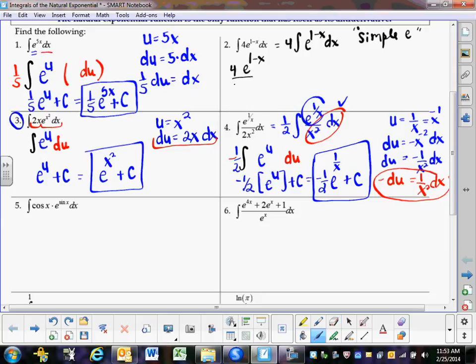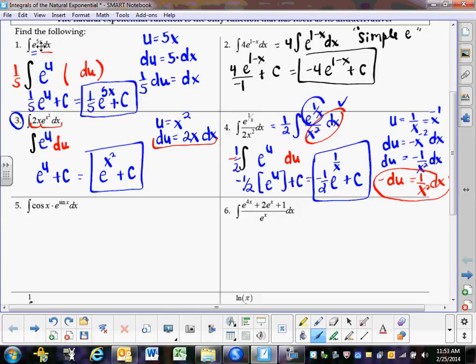but instead of multiplying by negative 1, I'm going to divide. And then plus c. So negative 4 e to the 1 minus x plus c would be the correct answer. If we had used substitution, we would have gotten the same thing. So let's go back and look at number 1.